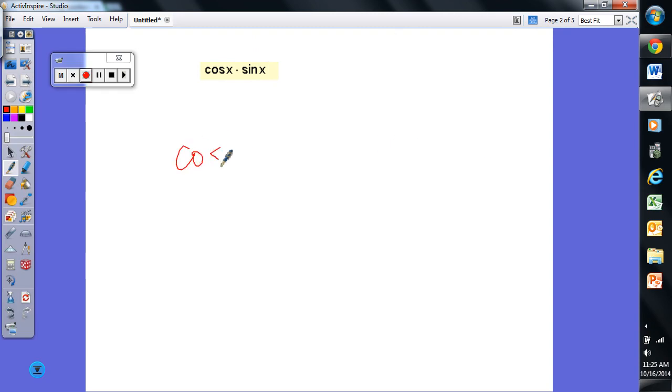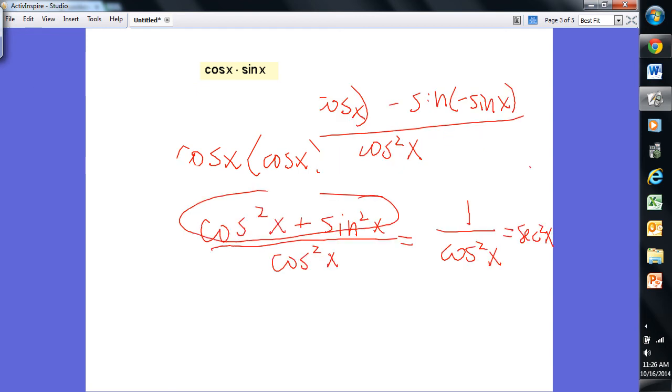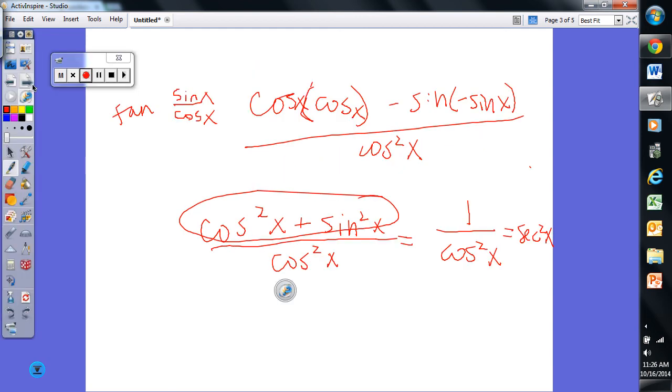First times derivative of the second plus second times derivative of the first. Better written as cosine squared x minus sine squared x. That is not an identity. The identity is cosine squared plus sine squared. So this is simply cosine squared x minus sine squared x. Final answer. Those were my notes.